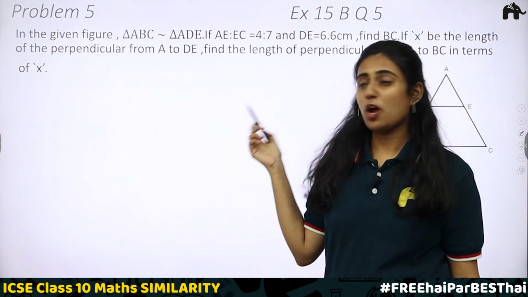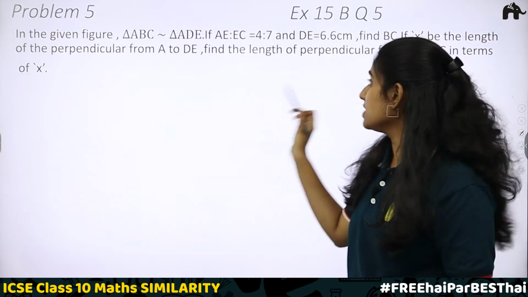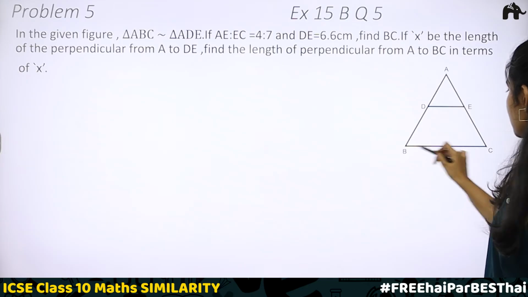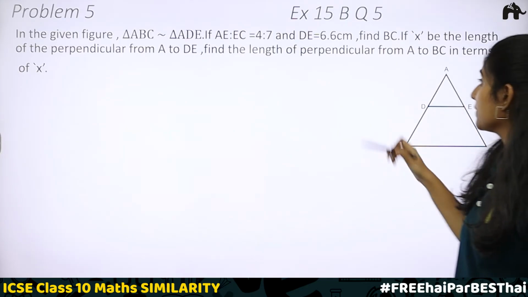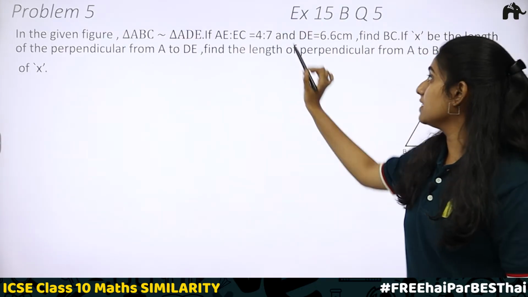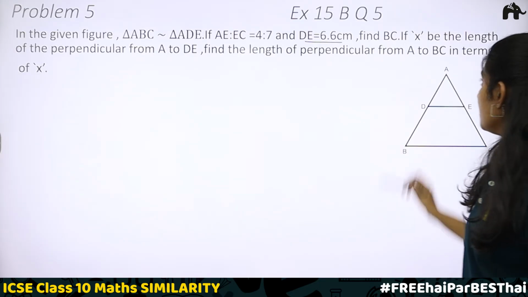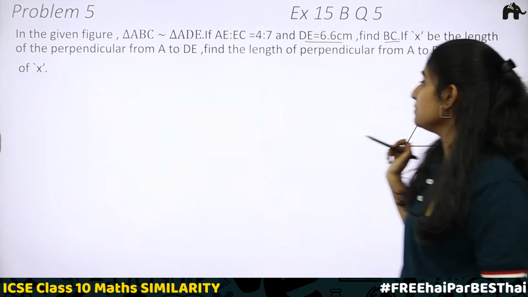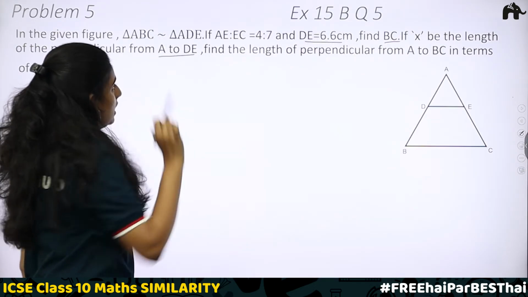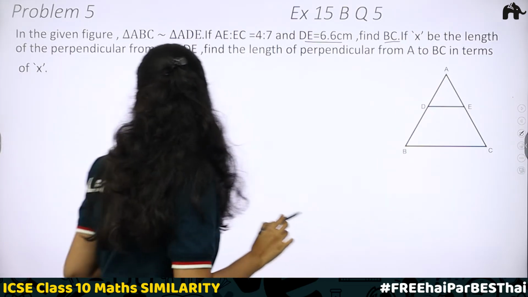Okay. Next problem number 5. In the given figure, triangle ABC is similar to triangle ADE. Here we have the figure. This is triangle ADE and the bigger one is the triangle ABC. If AE is to EC is equal to 4:7 and DE is equal to 6.6 centimeter, find BC. If X be the length of the perpendicular from A to DE, find the length of perpendicular from A to BC in terms of X.